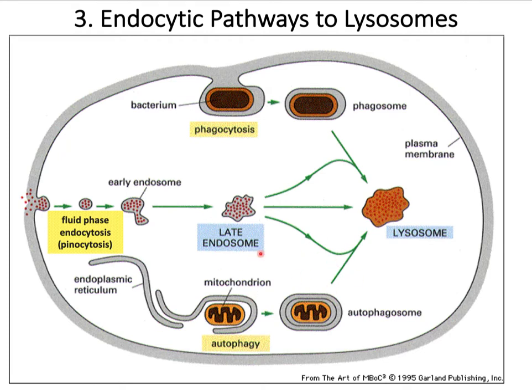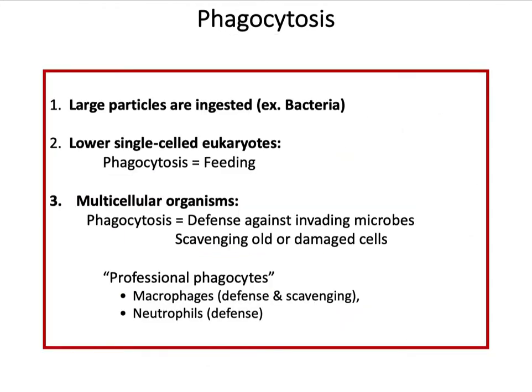In this part, we are going to talk about phagocytosis and fluid phase endocytosis, which is also known as pinocytosis. So let's start with phagocytosis. As I mentioned, it is the process by which large particles, as large as bacteria, can be ingested by the cell. Phagocytosis is very common among lower eukaryotes like amoeba or protozoa. In these types of cells, phagocytosis is carried out to obtain nutrients. So it is for feeding, and that is a really important function.